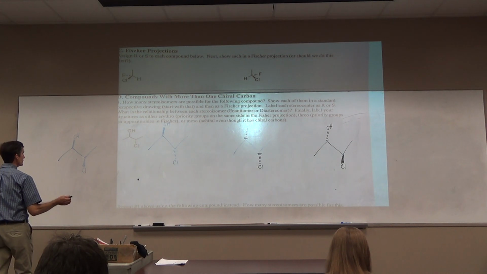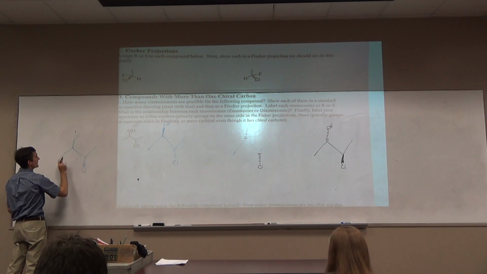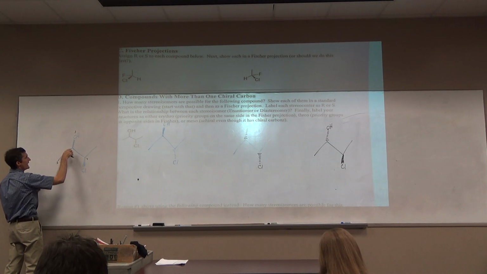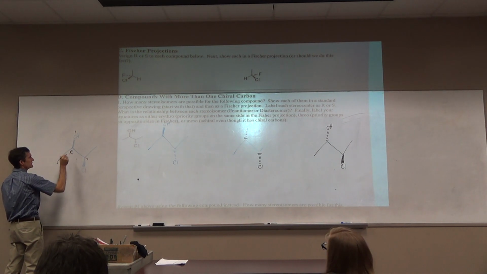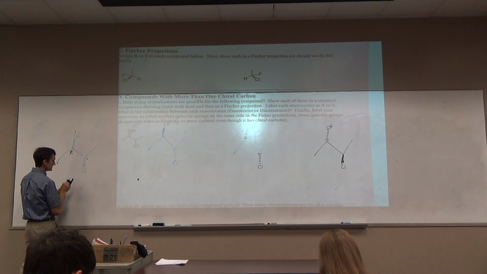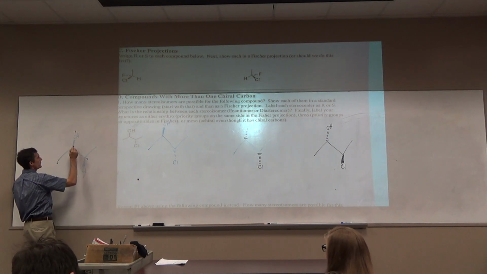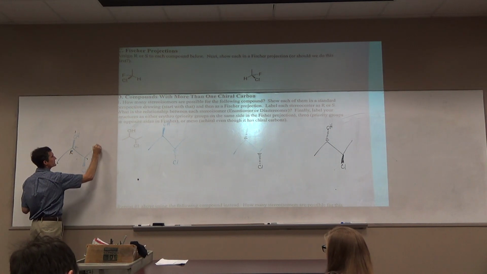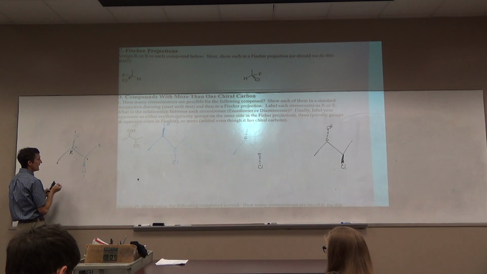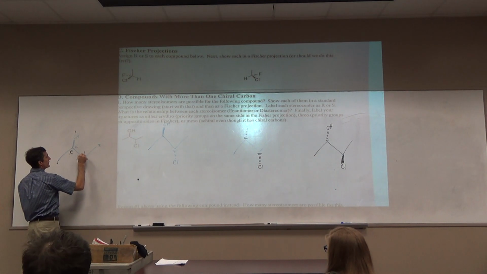Okay, before we do anything, let's do R or S. What do we have here? OH is 1. Carbon with everything else is 2. Plain carbon 3. H in the back here, this is R. Okay, over here, chlorine is 1. Carbon with OH would be 2. Carbon with just H's would be 3. H in the back here, is that right? So this is also R. All right, both of these are R.